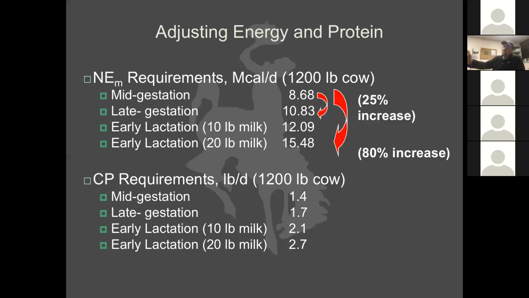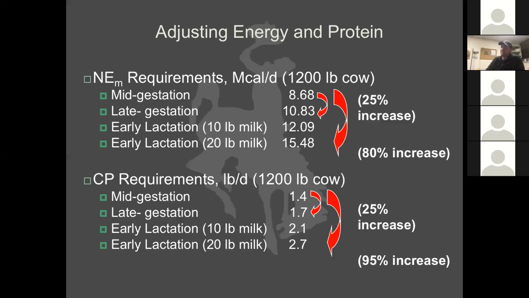Protein requirements. So think back to the last slide. She's already got an 80% increase in energy requirements. Now, if we're actually trying to gain weight, it makes it even that much more difficult. It's the exact same story on crude protein requirements. 25% increase from mid to late gestation, 95% increase in our crude protein requirements to early lactation. So keeping up on our requirements, again, is going to help us maintain condition score, which is going to lead to whether we are successful in our reproduction or not.